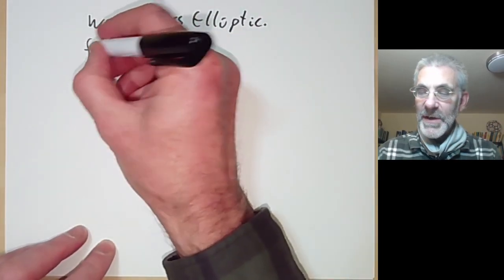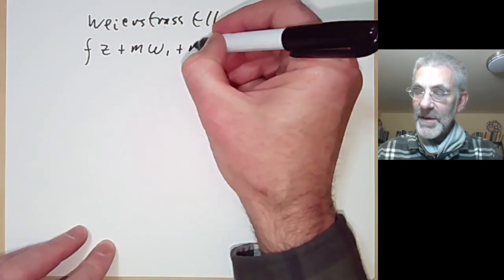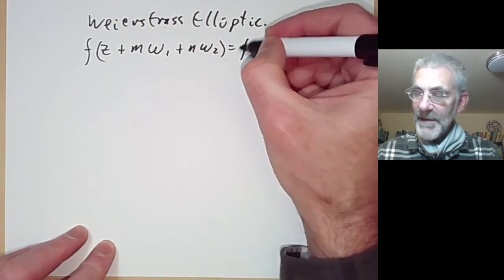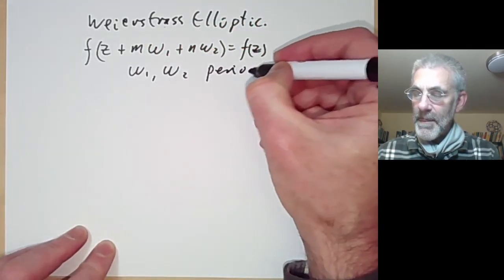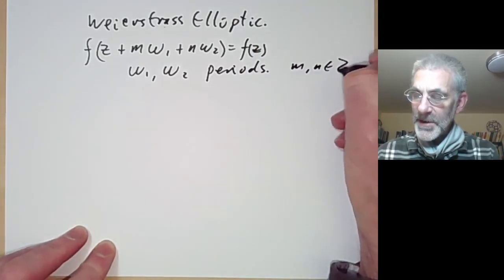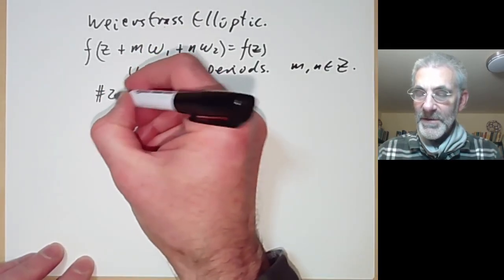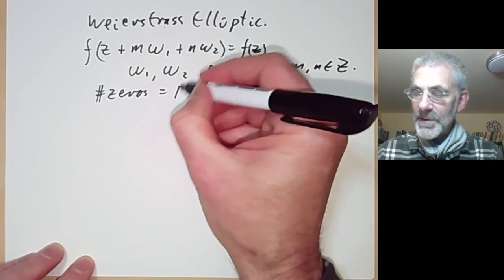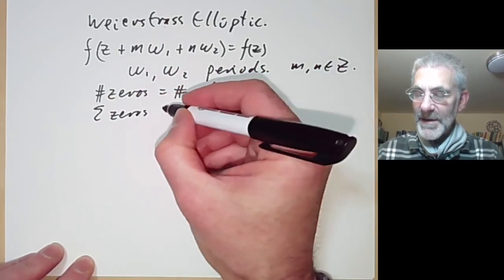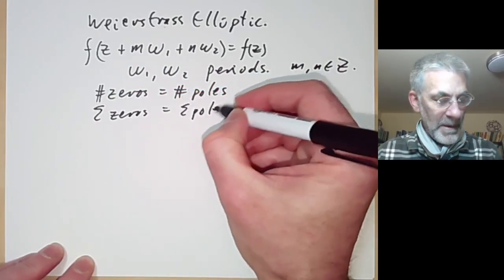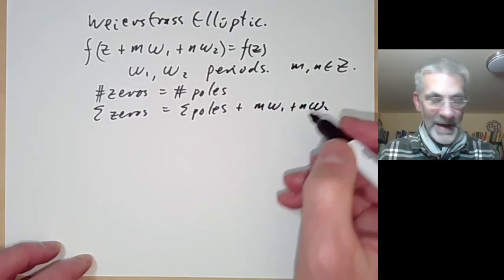Last lecture we saw an elliptic function was one that was doubly periodic, so f of z plus m omega 1 plus n omega 2 equals f of z. Here omega 1 and omega 2 are the periods, and m and n are integers. And we saw several properties. For instance, the number of zeros in a fundamental domain is equal to the number of poles, and the sum of all zeros in a fundamental domain is equal to the sum of the poles plus m omega 1 plus n omega 2 for some m and n.